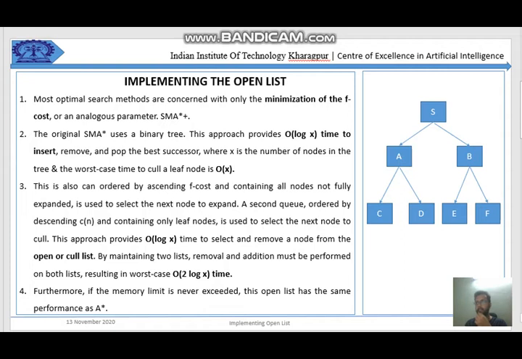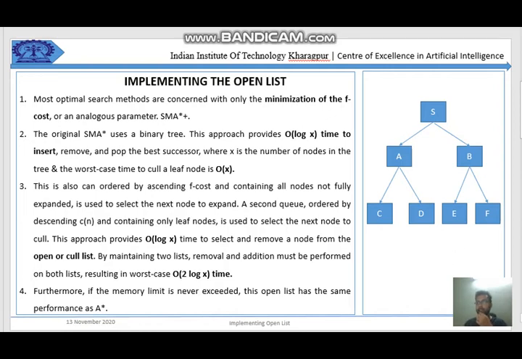The original SMS star used a binary tree. This approach provides log x time to insert, remove, and pop the best successor, where x is the number of nodes in the tree. However, since this tree must maintain all the nodes with successors instead of only leaf nodes, the worst case time to cull a leaf node is x, because we must search nodes in descending order of f cost until a leaf node is found. Further, this structure does not support a culling heuristic other than Cn equal to Fn.